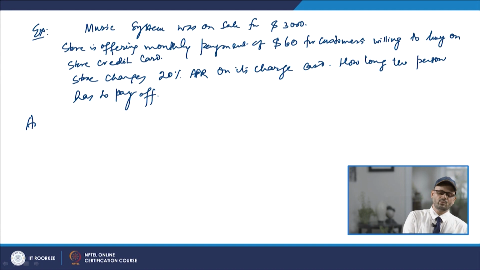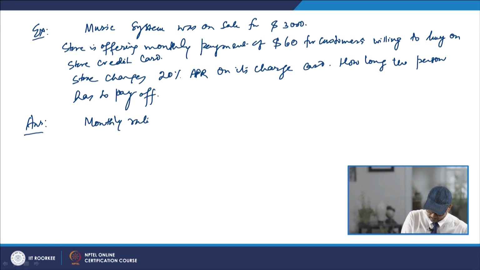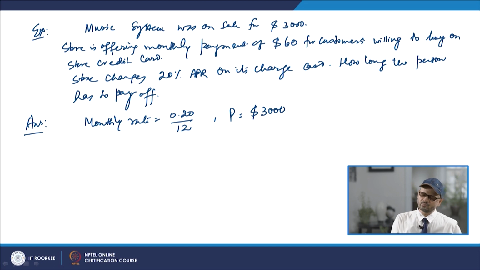Now, your APR, the annual percentage rate charged by the credit card, is 20%, and it is charged monthly. So the monthly rate of interest will be 0.20 by 12. Now, in that case you know that the principal amount is $3000.